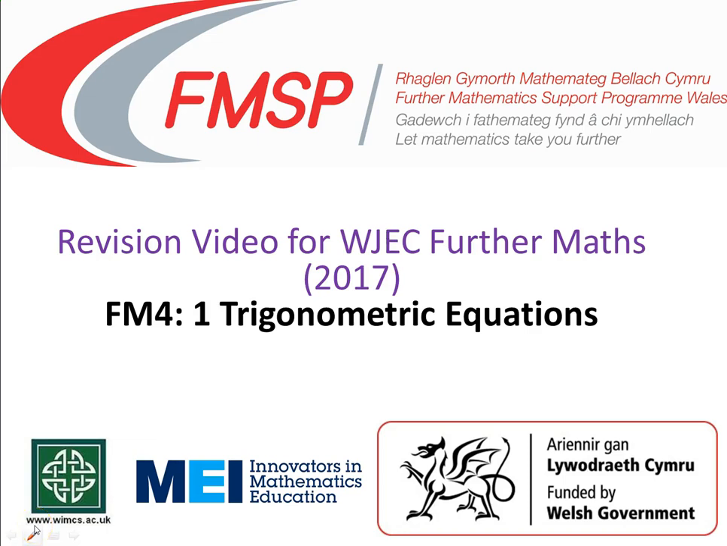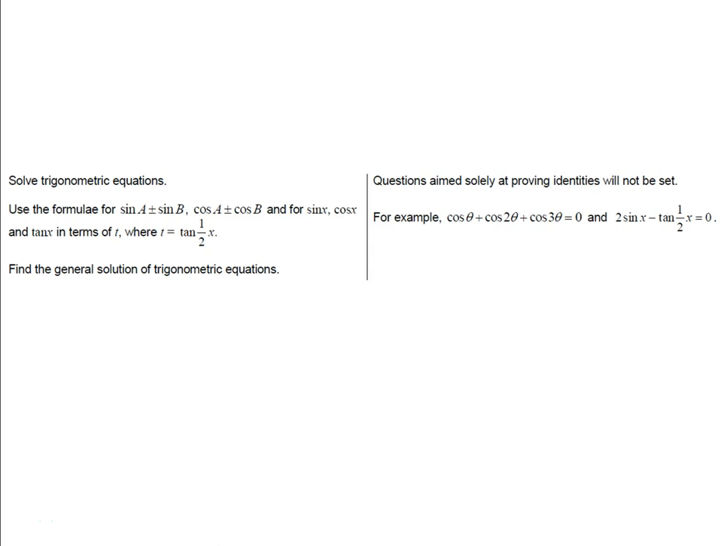This is the first of the revision videos for the Further Maths Unit 4 of the WJEC specification. In this video, we will be looking at the work on trigonometric equations. The specification for the module says that we need to be able to solve trigonometric equations using the factor formulae, using the t equals tan half x substitution, and that we should be able to find the general solution of trigonometric equations.